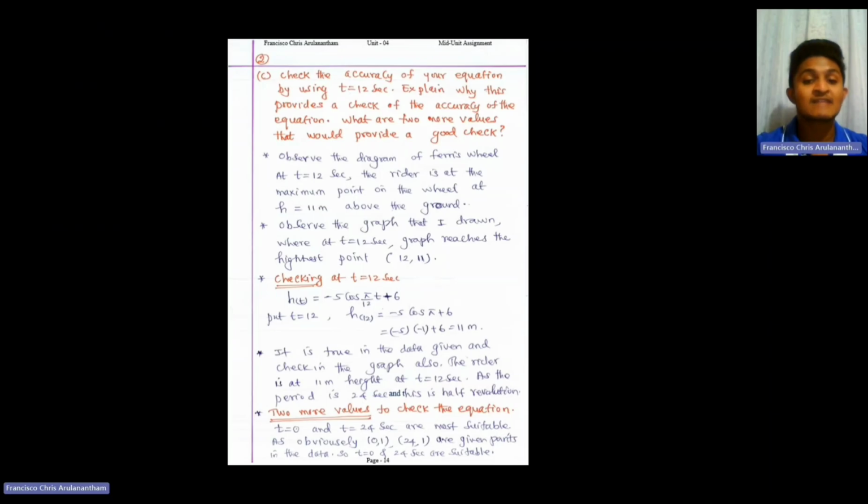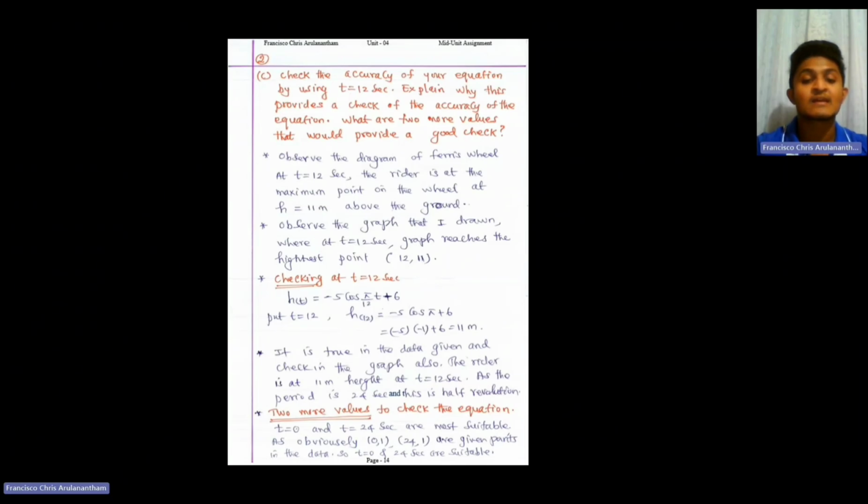So, observe the diagram of the Ferris wheel at 12 seconds. The rider is at the maximum point on the wheel, at h equal to 11 meters above the ground. Observe the graph that I drew, where at t equal to 12 seconds the graph reaches the highest point. So in that graph, we can see the point (12, 11).